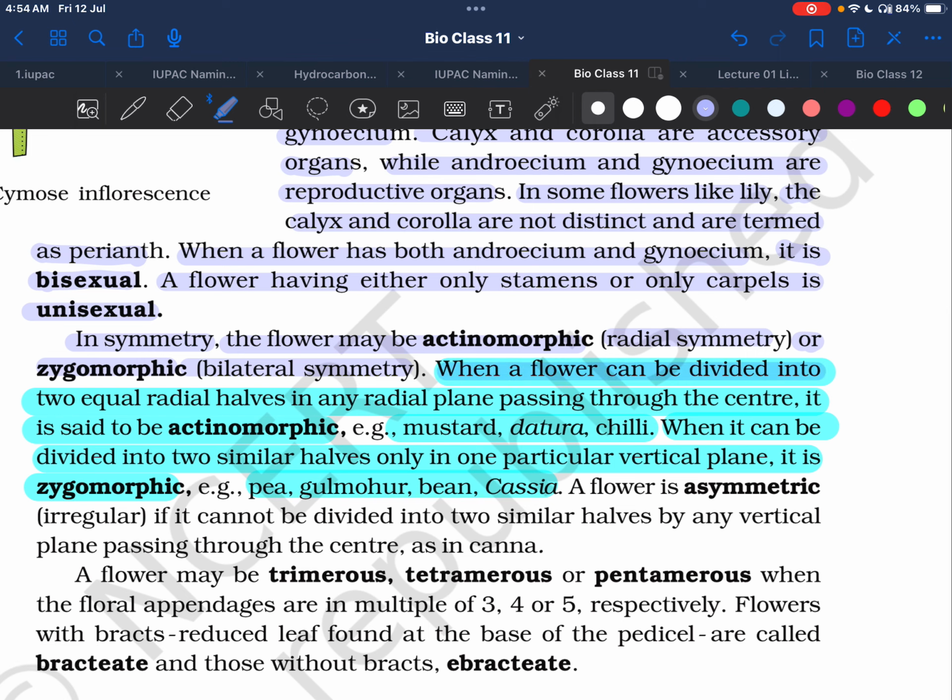When a flower can be divided into two equal radial halves in any radial plane passing through the center, it is said to be actinomorphic. Example: mustard, datura, chili. When it can be divided into two similar halves only in one particular vertical plane, it is zygomorphic. Example: pea, gulmohar, bean, cassia. A flower is asymmetric (irregular) if it cannot be divided into two similar halves by any vertical plane passing through the center, as in canna.